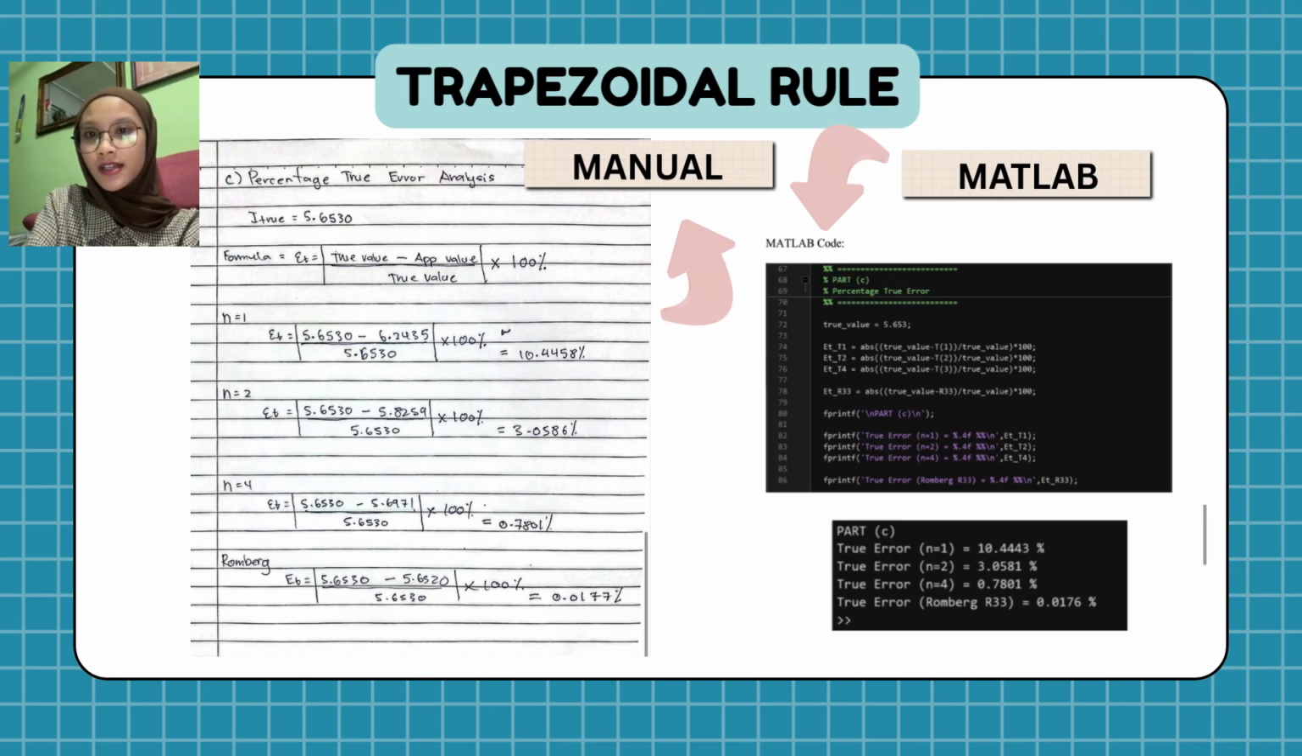Next is the trapezoidal rule. This method estimates the area under the curve by dividing the interval into several trapezoids. We solve the integral using three different numbers of segments, which are N1, N2 and N4. The results are 6.2434, 5.8259 and 5.6971.